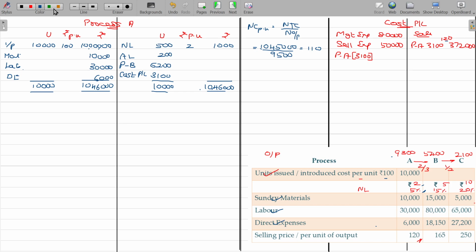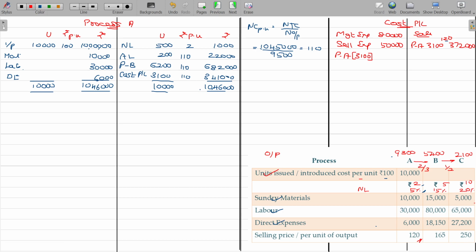Now, this value being 110 and here also 110, here also 110. 200 into 110, 22,000. 6,200 into 110, this value being 6,82,000. And here 3,100 into 110, the value being 3,41,000. I think it is tally.